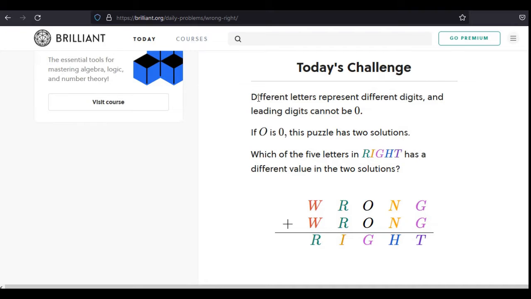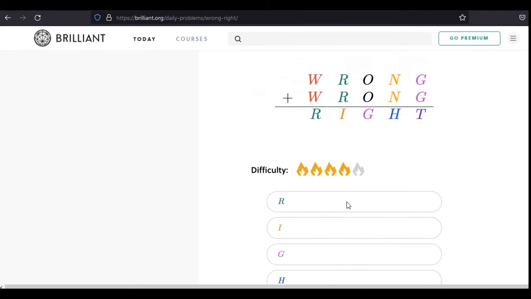Today's challenge: different letters represent different digits. We have WRONG plus WRONG is equal to RIGHT. Each of these is a different digit, and leading digits cannot be zero, so W and R are not zero. If O is zero, this puzzle has two solutions. Which of the 5 letters in RIGHT has a different value in the two solutions?